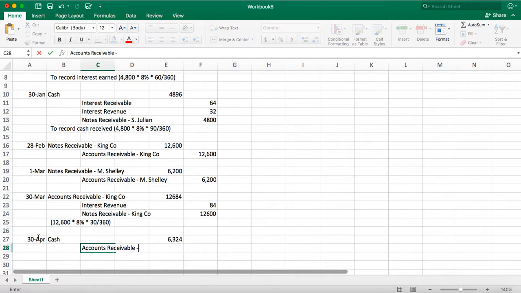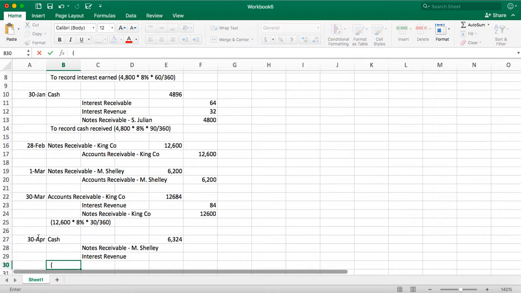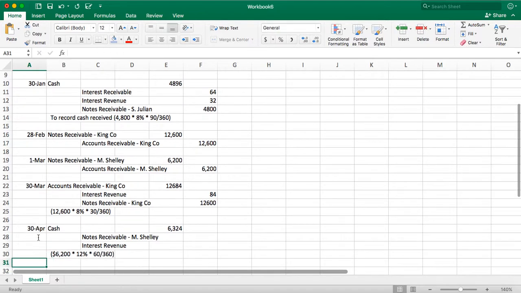And so we can take that, notes receivable. We converted that to a notes receivable. So that's paid in full, and that's from M. Shelley. And then we also have some interest revenue that we've received from that note. And so I'm going to show you that calculation here. The $6,200 times the 8%, oh, that one was 12%, times 12%. And it was from March 1st to April 30th, so that's 60 of 360 days on that annualized amount. So the interest revenue is actually the calculation of $124, and then the notes receivable, we take that off the books of the original amount, the $6,200 right here.